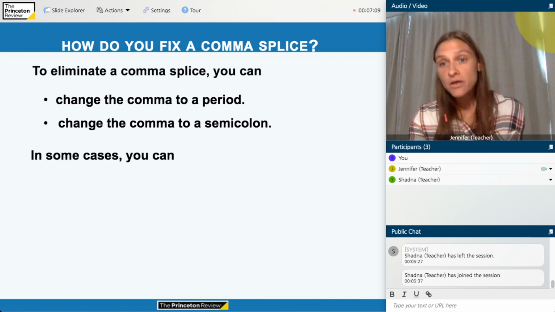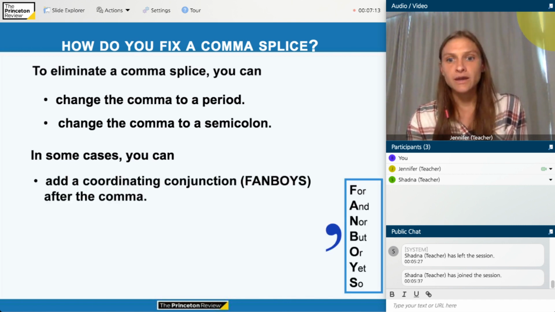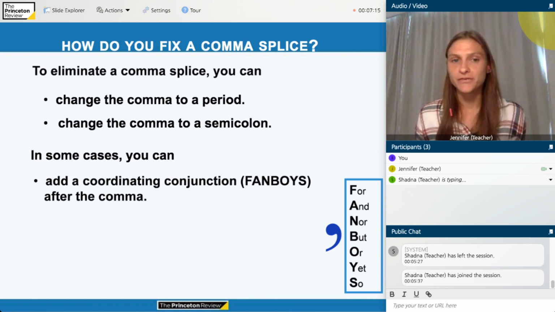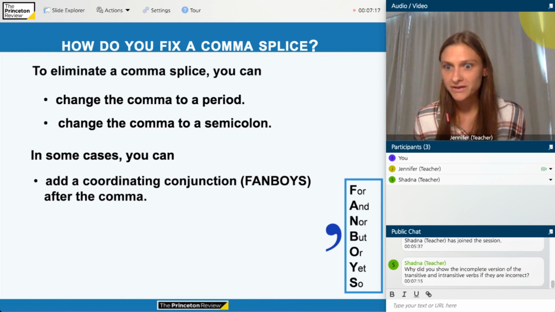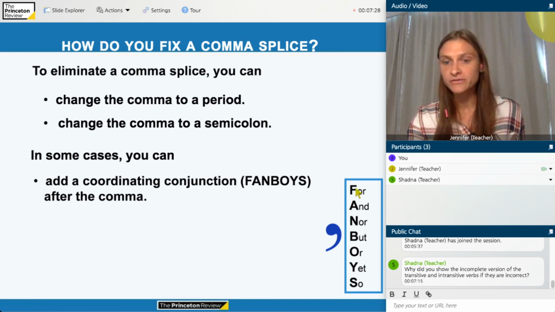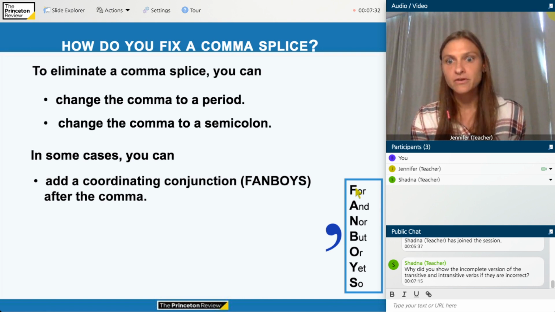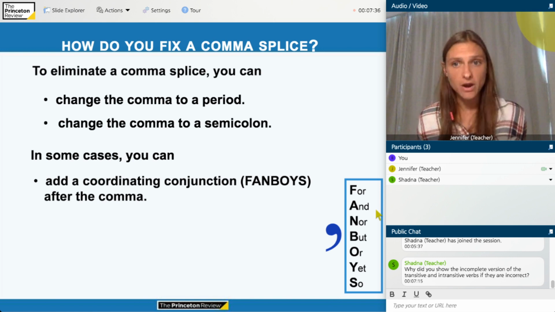Now, there are other things that you can do to remedy a comma splice. One of the most common ones after the period and semicolon is to use a coordinating conjunction and a comma. So it'd be a comma with one of these words over here. You see the word FANBOYS. This is just an acronym to help you remember your coordinating conjunctions: for, and, nor, but, or, yet. And we are going to see these in action.